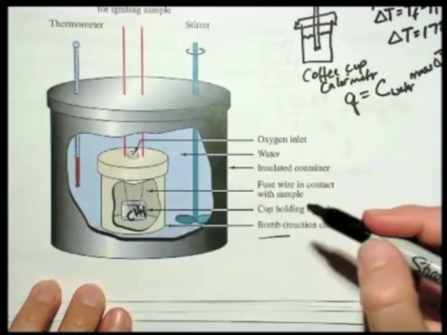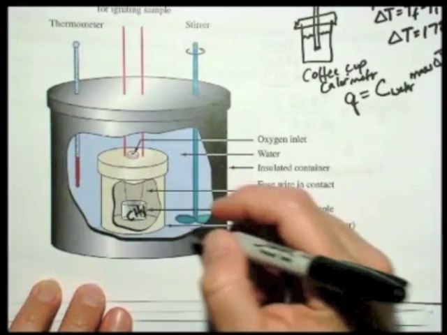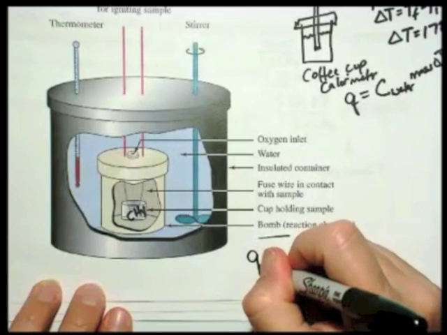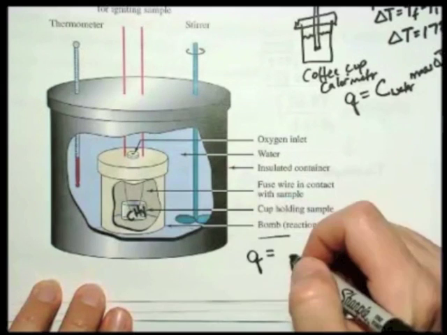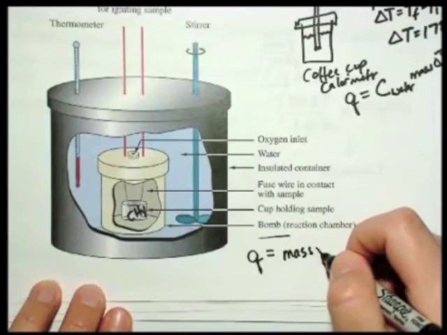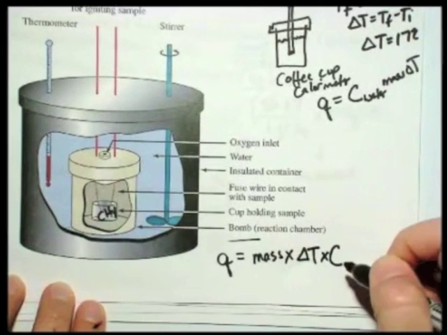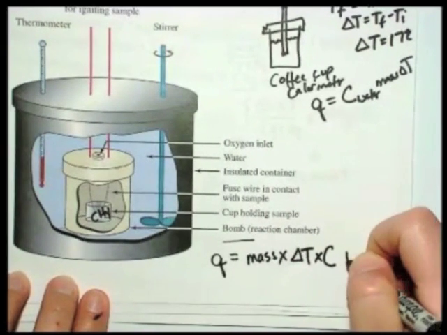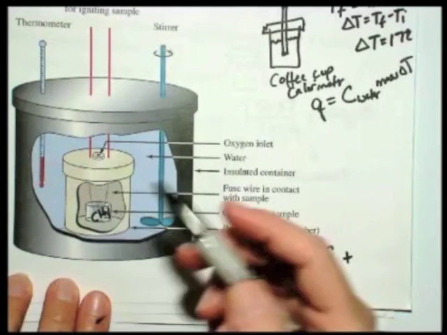And in this case, when you're trying to figure out how much heat energy is given off by a certain amount of fuel, the heat energy is going to be equal to the total mass of the water that's surrounding this whole big thing times the change in temperature of the water times the heat capacity of water, plus the heat that's absorbed by this little bomb thing.